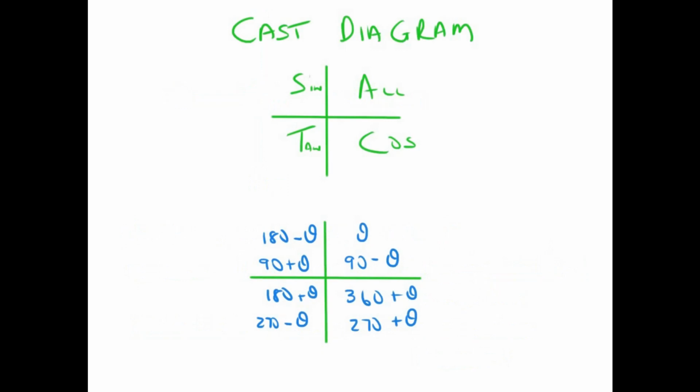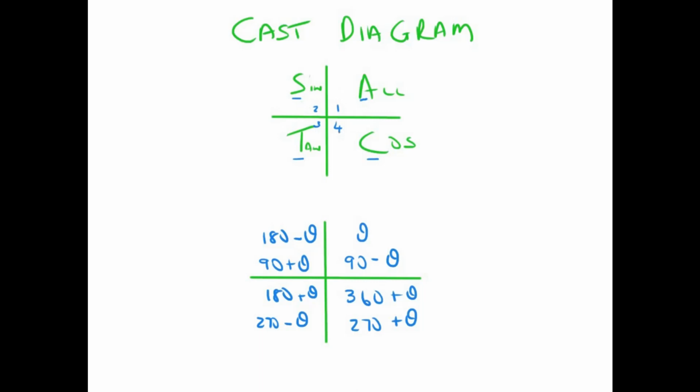The next thing I'd like to do is look at our CAST diagram. We like to say all stations to Cape Town or all stations to Claremont, but it means all the ratios are positive here. Only sine is positive here. Only tan is positive in the third quadrant, and only cos is positive in the fourth quadrant. So let me label this. That's quadrant 1, quadrant 2, quadrant 3, and quadrant 4.